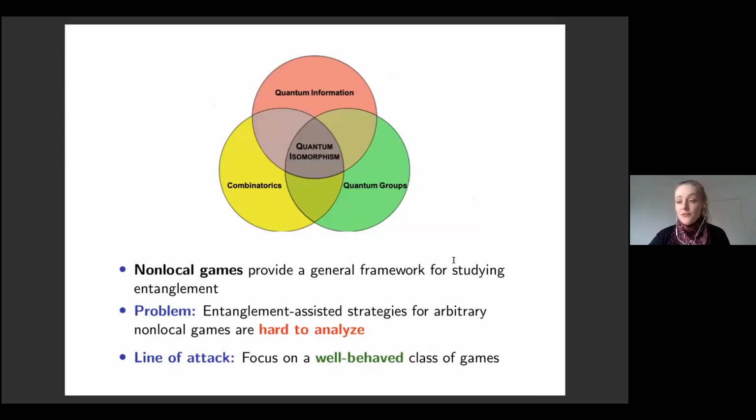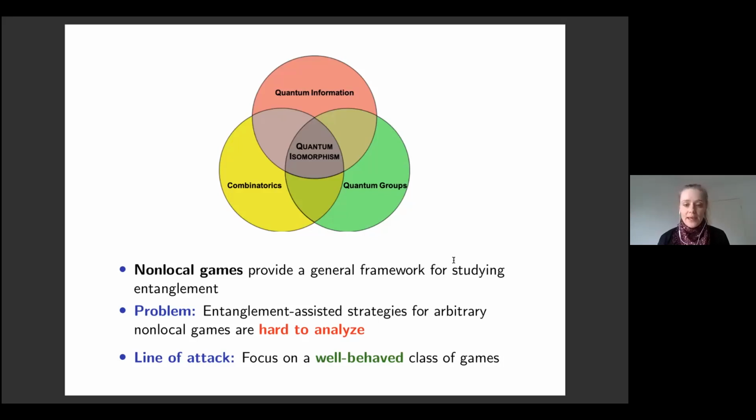Before I go on, let me say a few words about my motivation and why I find this class of games interesting. Well, first, in general non-local games, we can see them as providing us with a systematic tool for studying entanglement and what advantage entanglement can bring in general in distributed scenarios. But there's one problem, namely that if you want to analyze entanglement-assisted strategies for an arbitrary non-local game, then they turn out to be somewhat unwieldy because they seem to lack some additional mathematical structure.